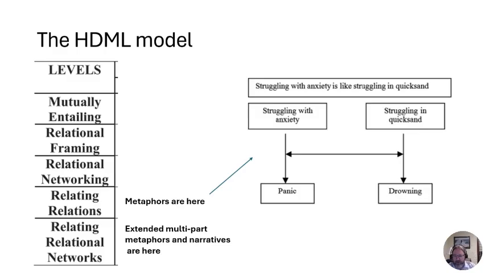And in that higher level, when we talk about relating relations, that's when we talk about basic metaphors. That's where they live. Using a classic example from ACT of a metaphor, we've got one relation like struggling in quicksand is like drowning. That's one relation. And we have another relation where struggling with anxiety is like panic, right? And then we have these additional horizontal relations where we are linking these two things.